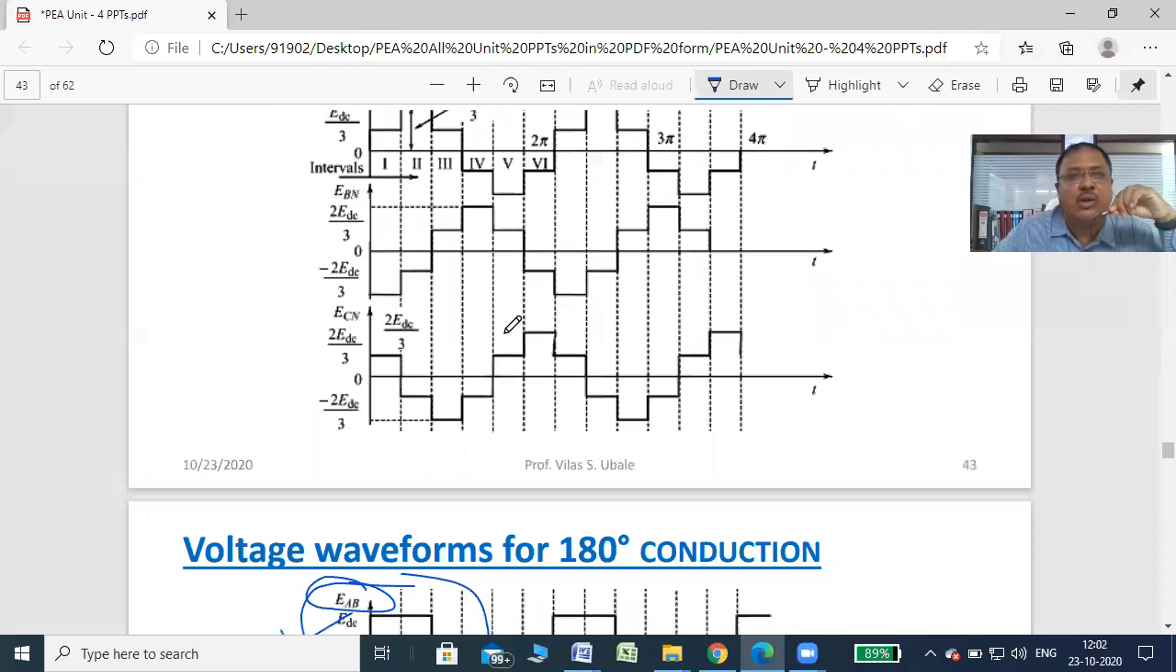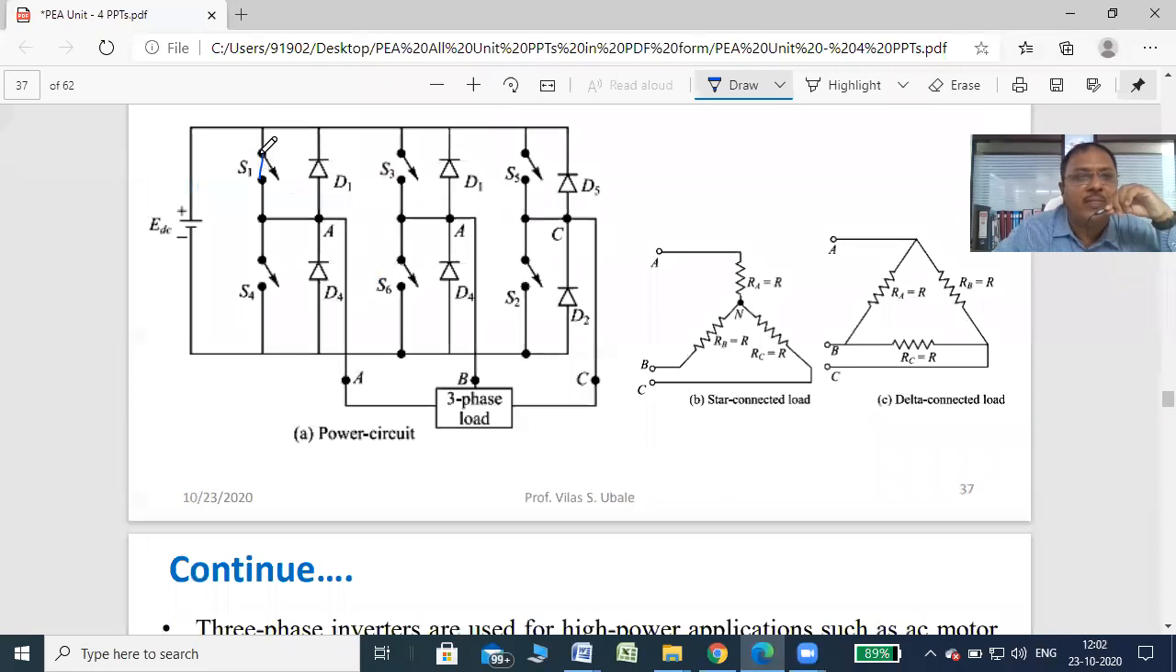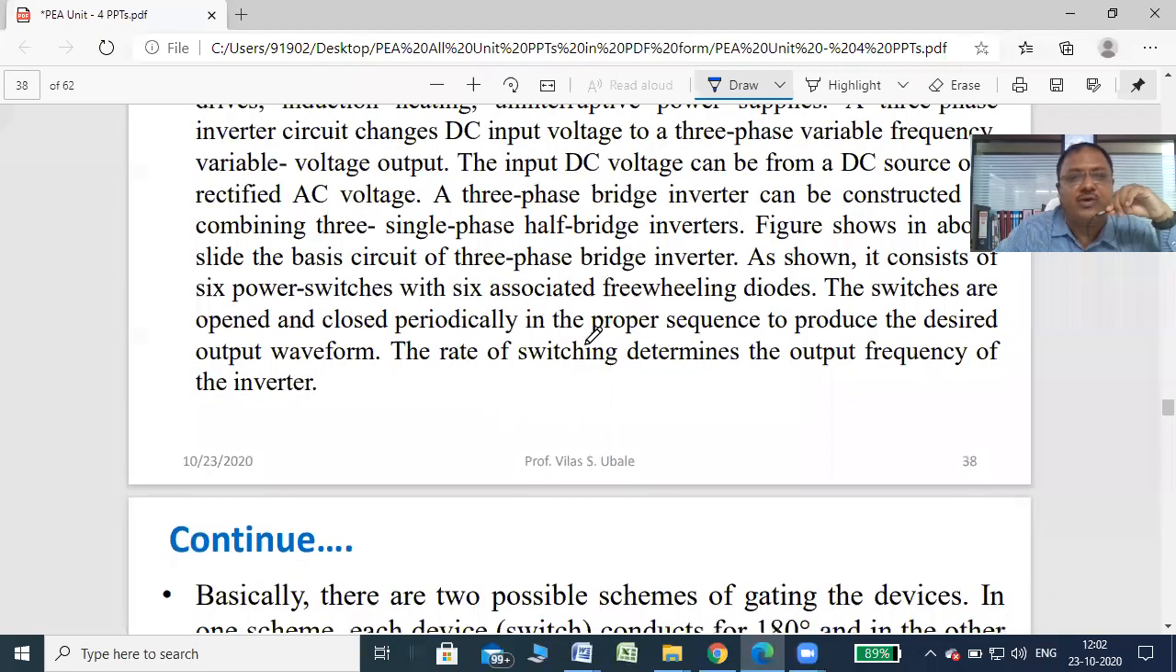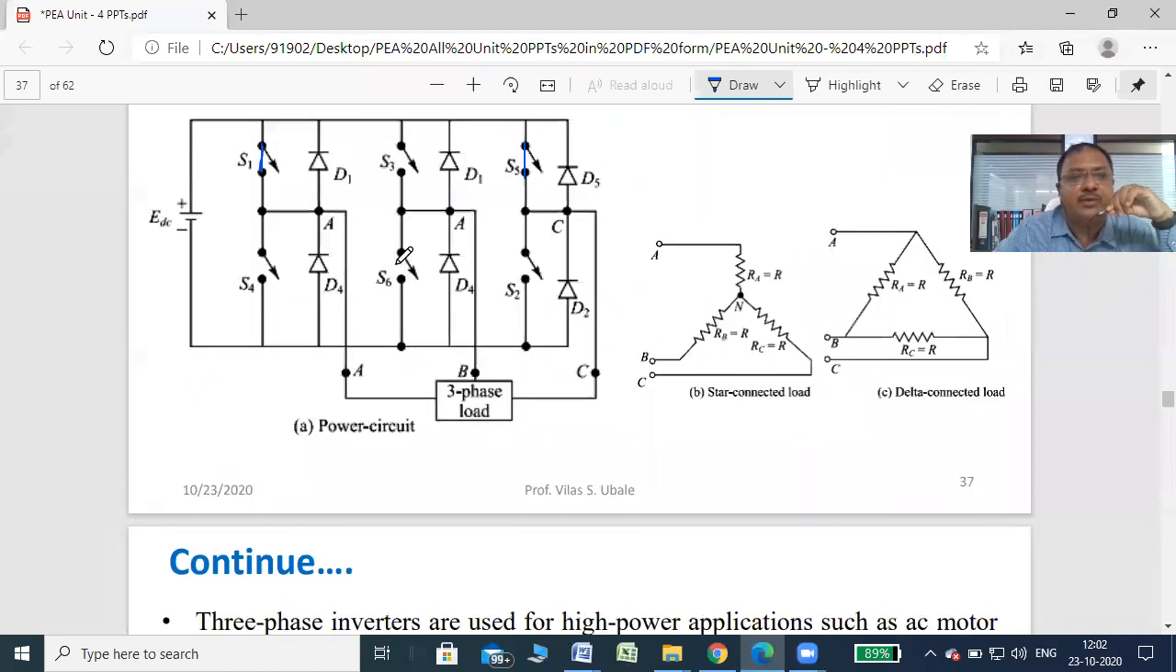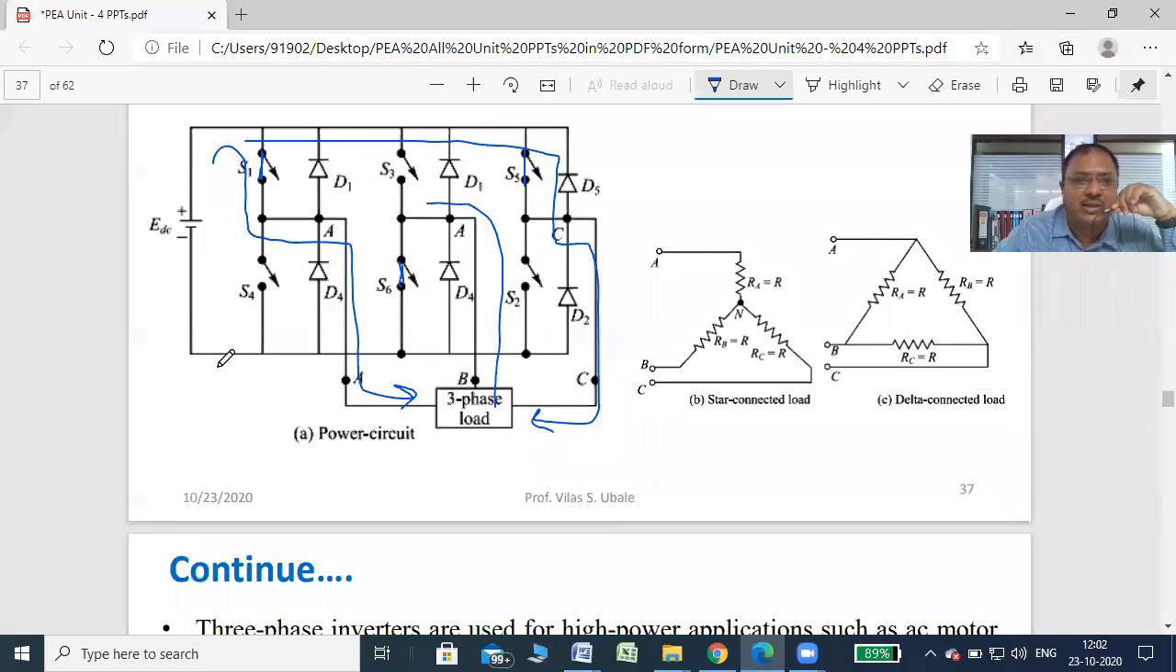Now I'll just show you the circuit diagram. Here, when S1 is on, then 5 is on and 6 is on, right? In the first interval, 5, 6 and 1 are on. You can check here the positive voltage coming from S1 goes through phase A. Similarly, the positive voltage comes from S6 to C, and the current leaves from this particular load to the negative terminal of the battery through S6.